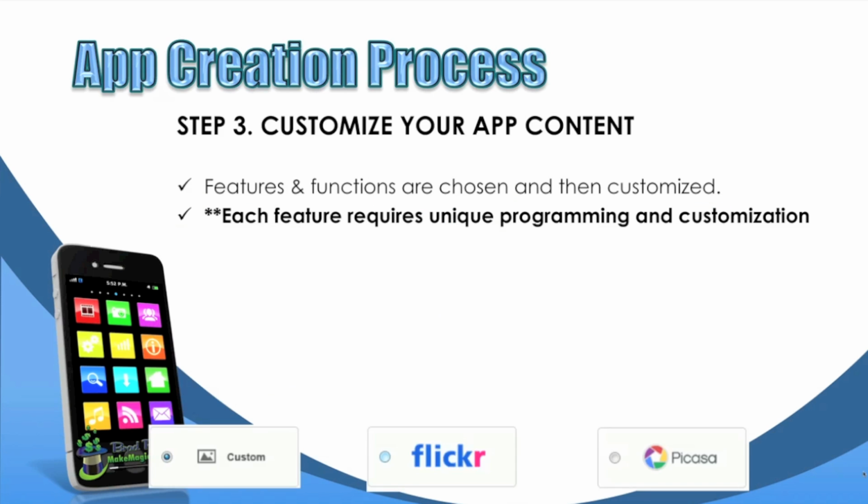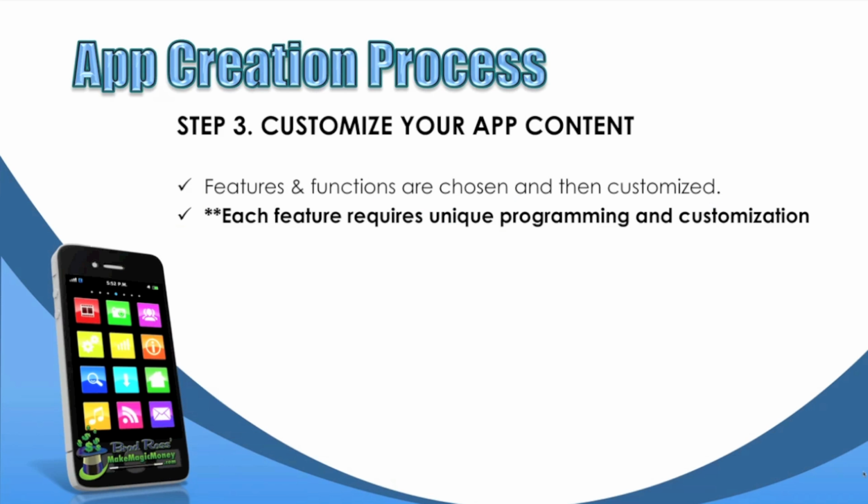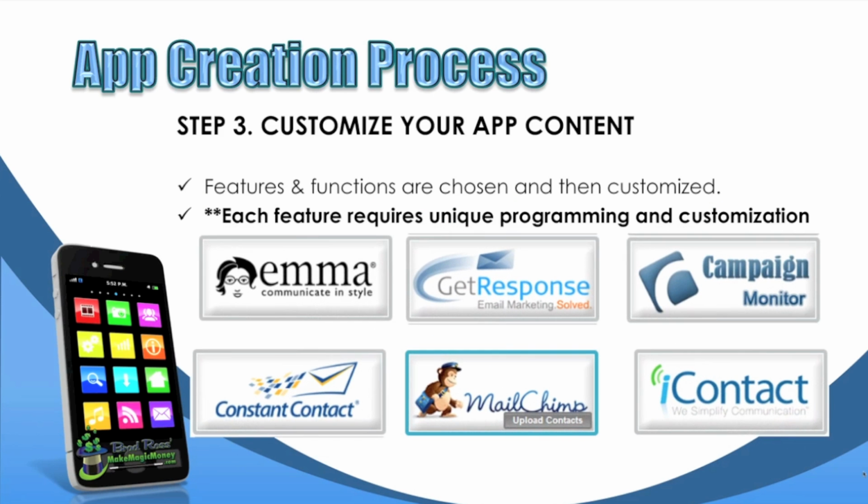Another example of customizing your app content would be the newsletter tab. When users open your mobile app, you want to automatically have a prompt window appear encouraging them to sign up for your newsletter. When they do sign up, their information will be sent directly to your database, such as Constant Contact, iContact, MailChimp, and the other ones you have. If you don't have a customer database program, I'll even help set you up with a free one.